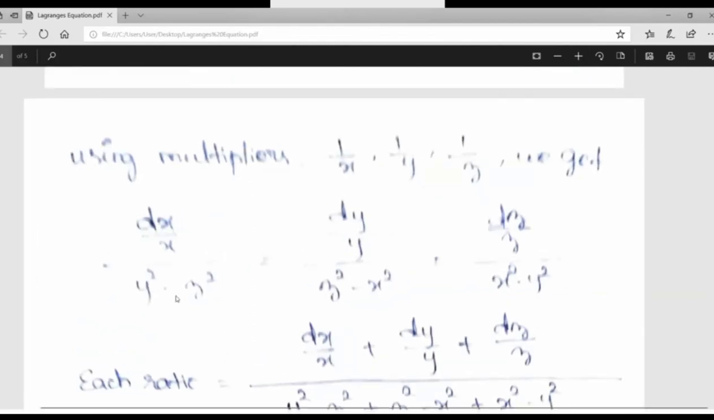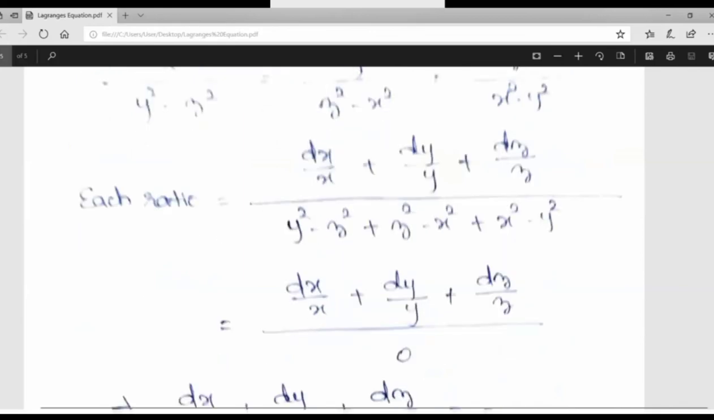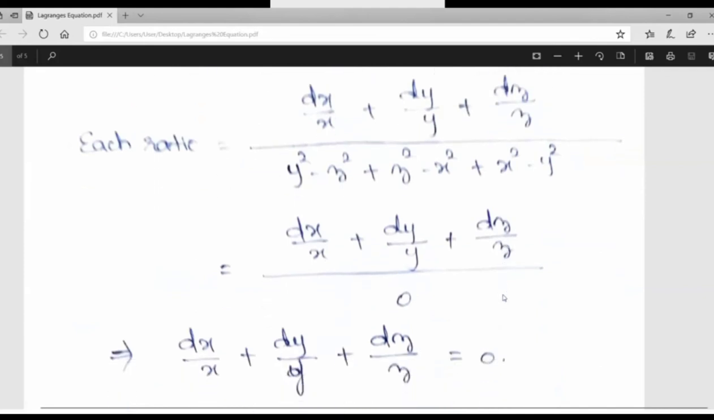Y square minus z square, minus x square minus y square. If you are doing it on paper, you will be getting the answer quickly. That is dx by x plus dy by y plus dz by z divided by x square, y square minus z square plus z square minus x square plus x square minus y square. So if you are adding this new denominator term, it will become 0 and you will be getting dx by x plus dy by y plus dz by z.